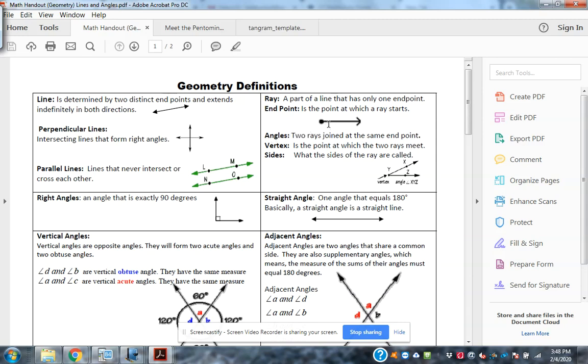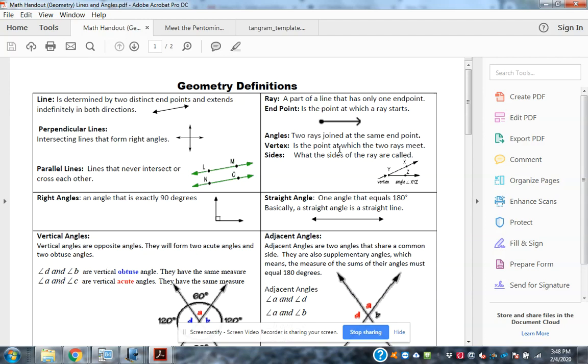Angles are made up of two rays, and then that vertex is the corner. The vertex of an angle is the corner. When we talk about polygons later on, vertices is the plural for that. Those are going to be the corners that we're dealing with.